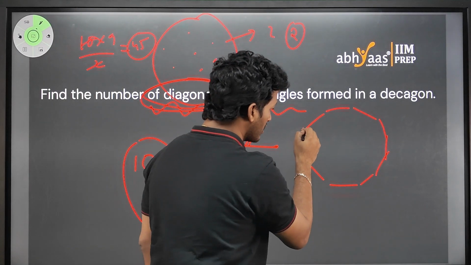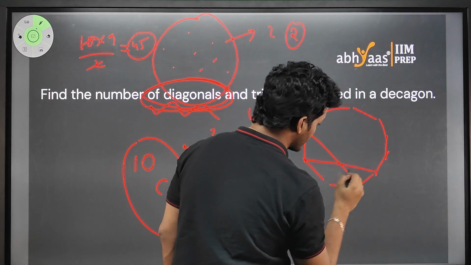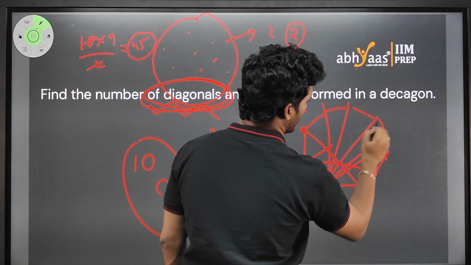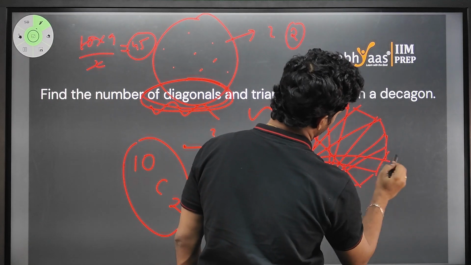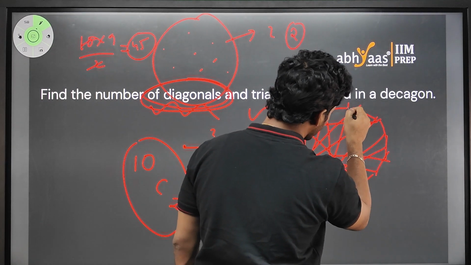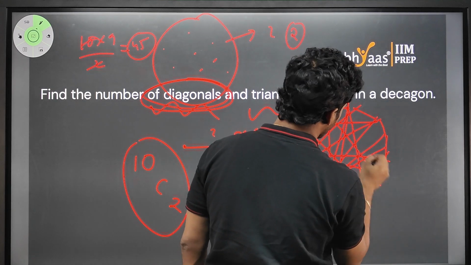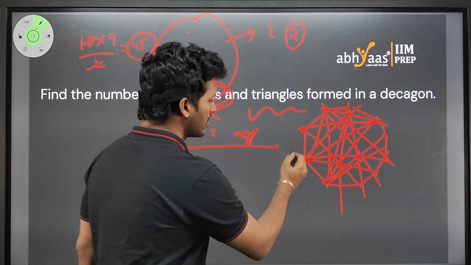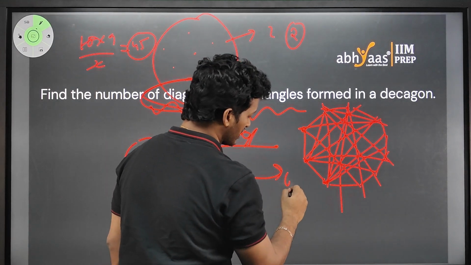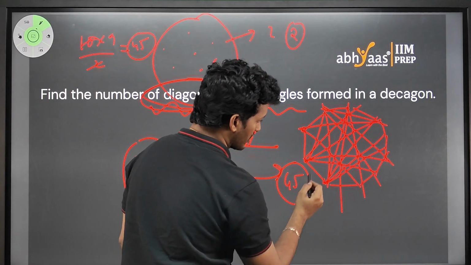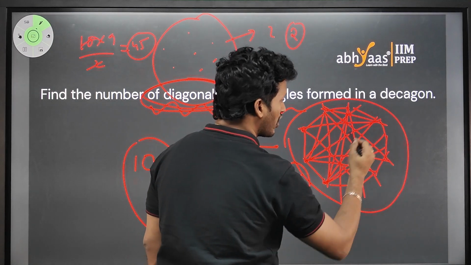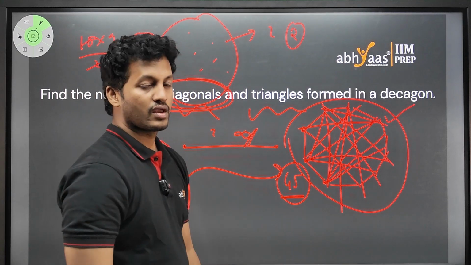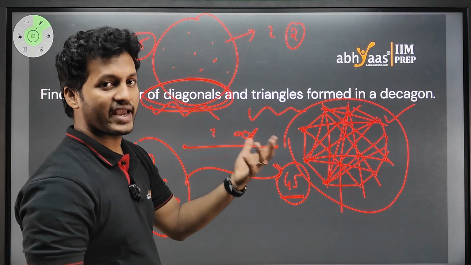Diagonals means the lines which connect opposite vertices other than the next vertex. Okay, so like this, how many diagonals are possible in this diagram? Very tough to calculate, right? That means this 10C2, this 45, is nothing but all the lines that can be possible in this decagon. But we are concerned with only diagonals.